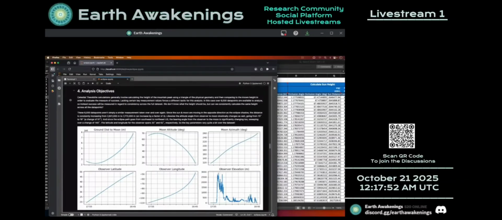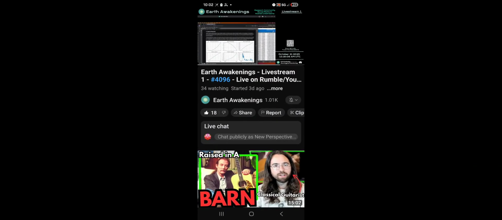We don't know what the height should be, but can we consistently calculate the same height across all the data points? These 6,000 data points aren't simply a similar measurement taken over and over again. Since the sun and moon are moving in the opposite direction as the eclipse shadow, the distance is constantly increasing from 2.6 million meters to 7.7 million meters, which is an increase by a factor of 3. Likewise, the altitude angle from the observer to moon drastically changes as well, going from 70 degrees down to 19 degrees, a change of 51 degrees.